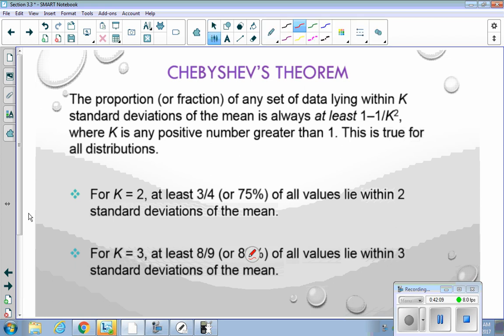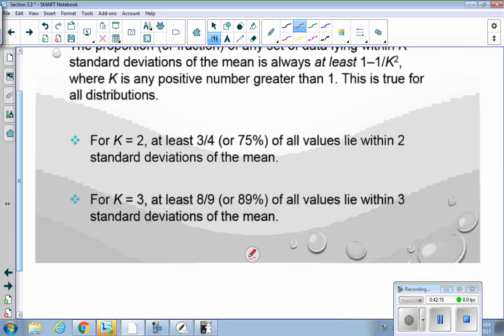So what does that all mean? If I'm within 2 standard deviations, it doesn't give a calculation here, so I think that's a little confusing. The calculation says 1 minus 1 over K squared. So 1 minus 1/2 squared. What is 1/2 squared? 1/4. And what do I get when I take 1 minus 1/4? 3/4, right? 3/4, if I change that to a percent, is 75%.